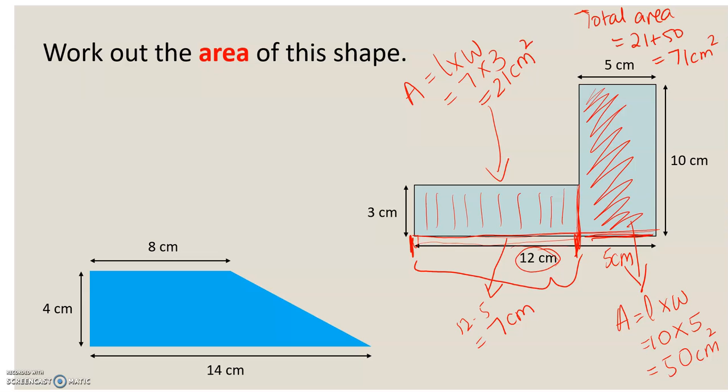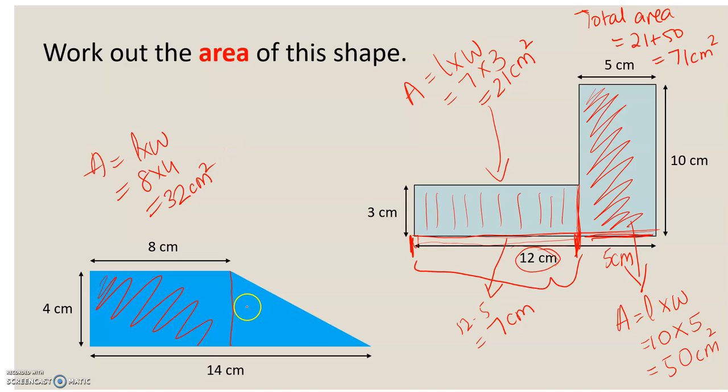Alright. Now to work out the area of this shape here, there's a few different ways of doing it. You've just learned how to work out the area of a trapezium, so you can do it that way. Or I can divide this shape so that I get the triangle there and a rectangle. And so I can work out the area of this rectangle by doing area is equal to length times width. So 8 times 4 is equal to 32 centimeters squared.